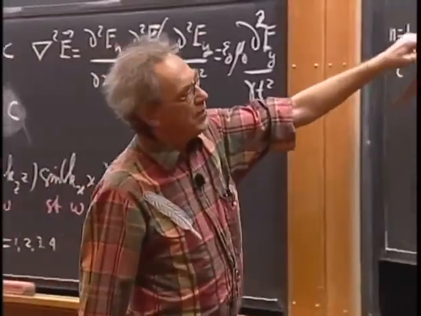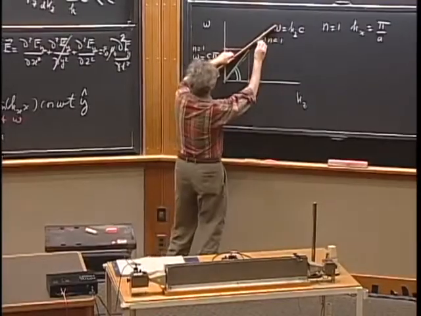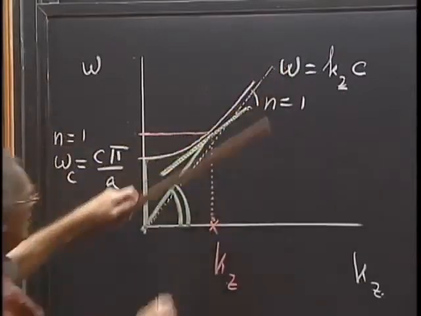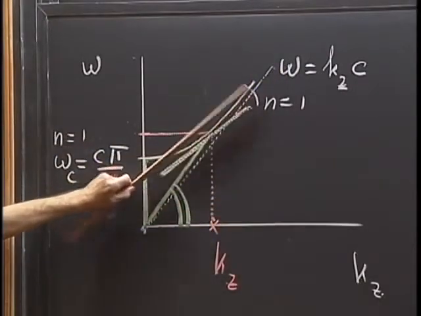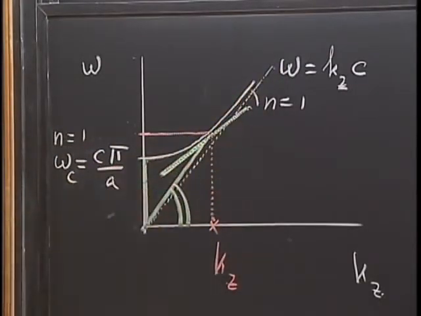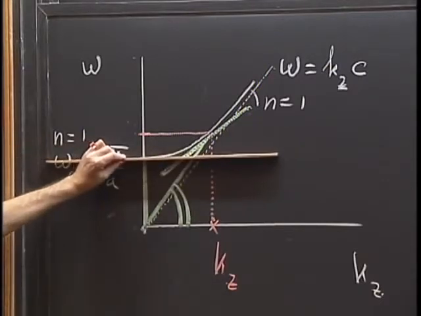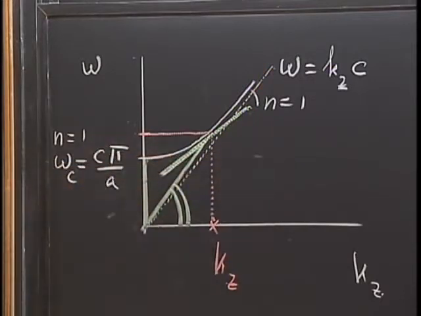Also notice that the tangent here is the group velocity, that is d omega dk, and notice that this slope is smaller than this one. That is why the group velocity is lower than c. And also notice that when you reach this cutoff frequency, the tangent is like this. That means the group velocity is 0. Nothing can go through the gap anymore.